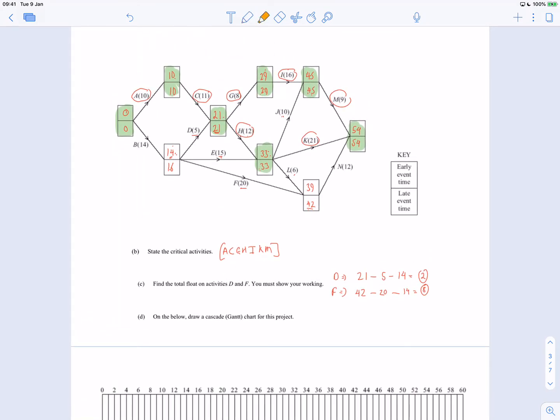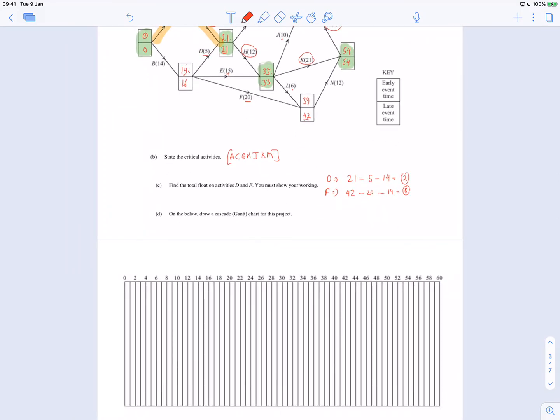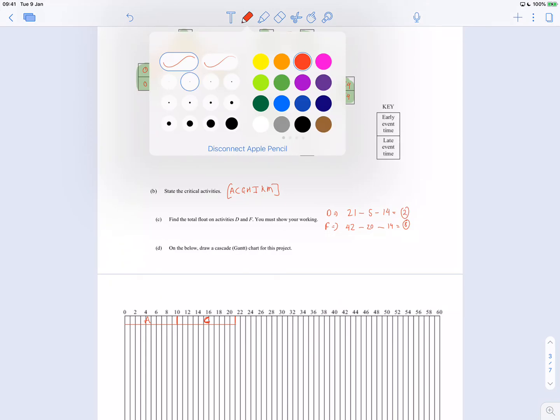So it's important to note that A, C are like the first critical two ones. There's no room for error there. So 100% up to 10, like so. This is A. And then C takes me up to 21, which is here. That's C. Let's make this a bit thicker.